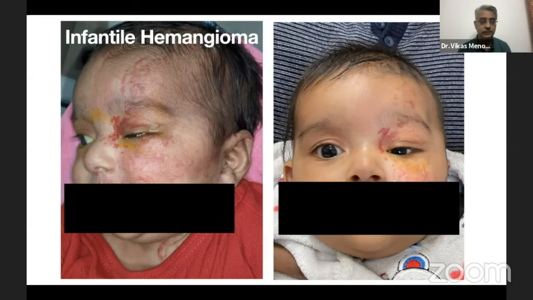Propranolol works wonders for these kids, and this was a child who presented with extensive facial hemangioma, and this is after a few months of oral propranolol. You can see that the intensity of the lesion has reduced.